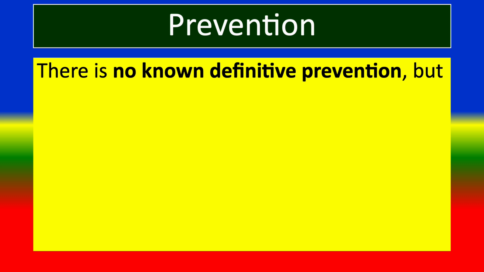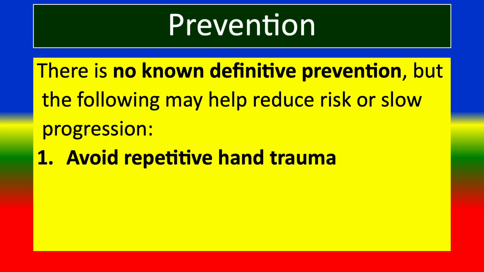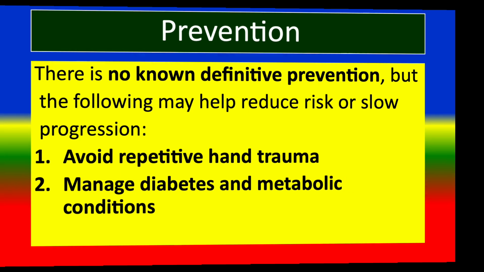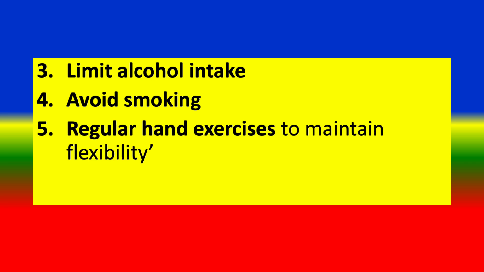Prevention. There is no known definitive prevention, but the following may help reduce risk or slow progression. 1. Avoid repetitive hand trauma. 2. Manage diabetes and metabolic conditions. 3. Limit alcohol intake. 4. Avoid smoking. 5. Regular hand exercise to maintain flexibility.